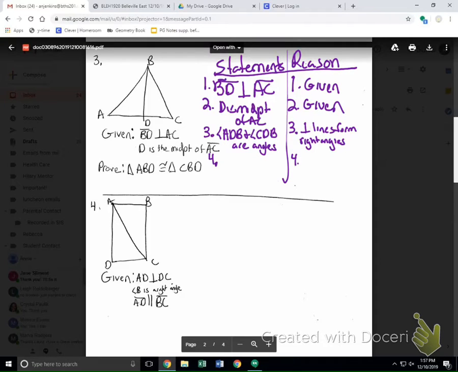Okay, so we now know that the angles are right. What do we know about right angles? They're all congruent. Yep, they're always congruent. So angle ADB is congruent to angle CDB because all right angles are congruent. I can draw those in. I'm going to move on to my next point. That's step 5. So we've done everything we can do with the fact that we know we have perpendicular lines.